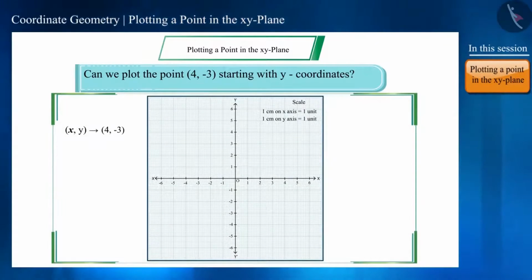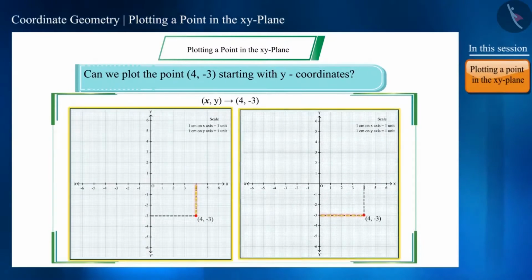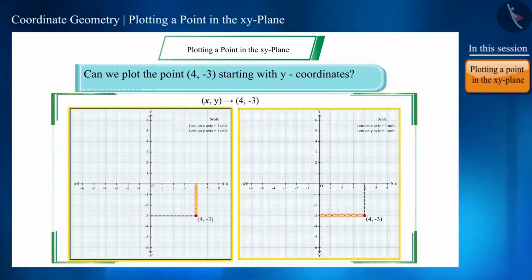Let's see. The y-coordinate is -3. So we will find the number -3 on the y-axis and then draw a perpendicular to the y-axis from the same point, or say draw a line parallel to the x-axis. But in which direction? What will that depend on? That will depend on the x-coordinate, which is 4. We will establish this point in the right or east direction by taking this line up to 4 units. And as you can see, we got the same point using both the methods.